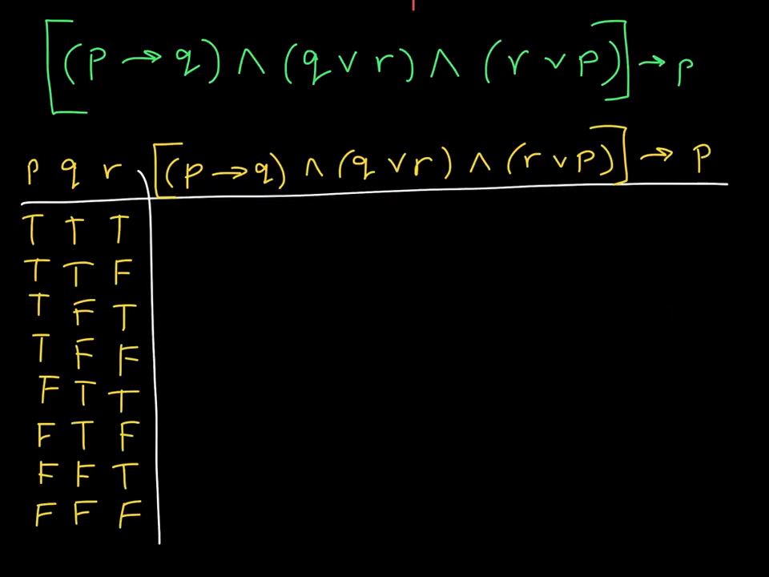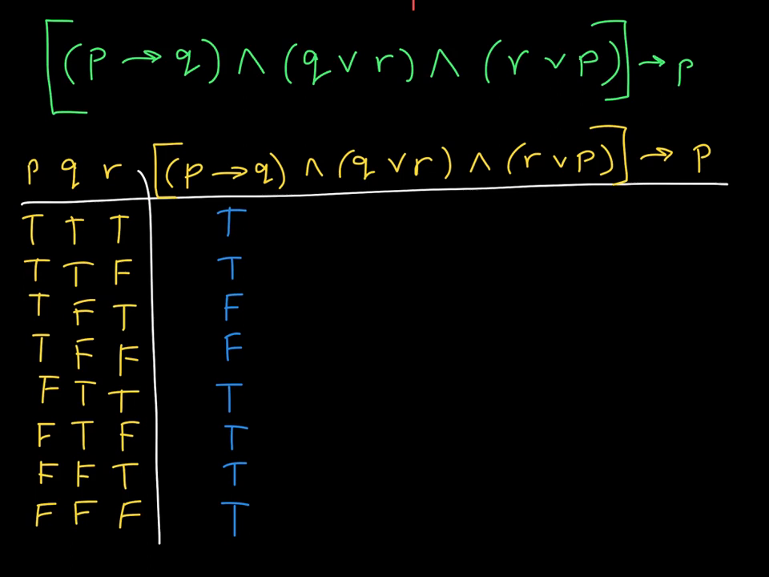All right, I have my truth table set up here, and I'm going to start filling this in. So the first one is the conditional statement here. I'm comparing P and Q. So this is going to be true. This is going to be true. This is false. This is false. True, true, true, true.